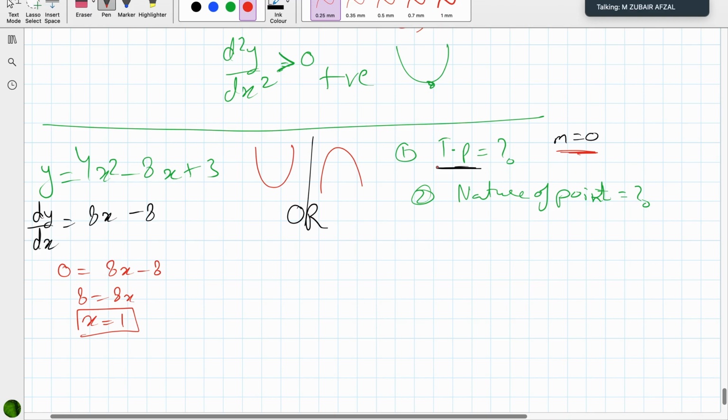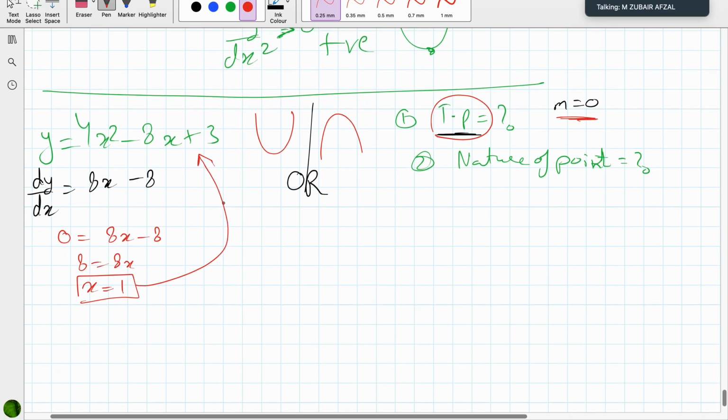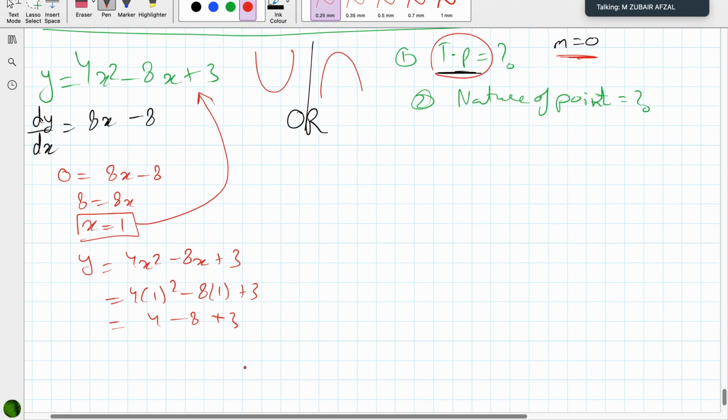First thing, we needed a turning point. We know the x coordinate of the turning point. So I can substitute x back in the main equation, which was y is equal to 4x square minus 8x plus 3, to find y. So 4 minus 8 plus 3 is minus 1. So now I know at the turning point x is 1 and y is minus 1. So we're done with the first step.